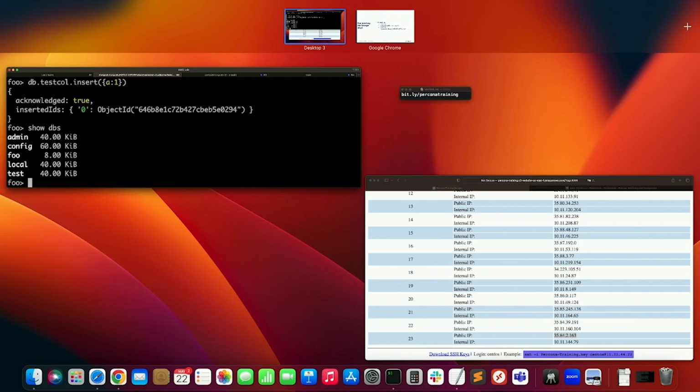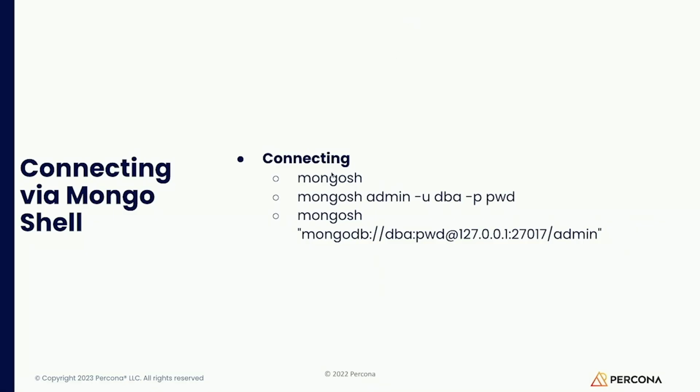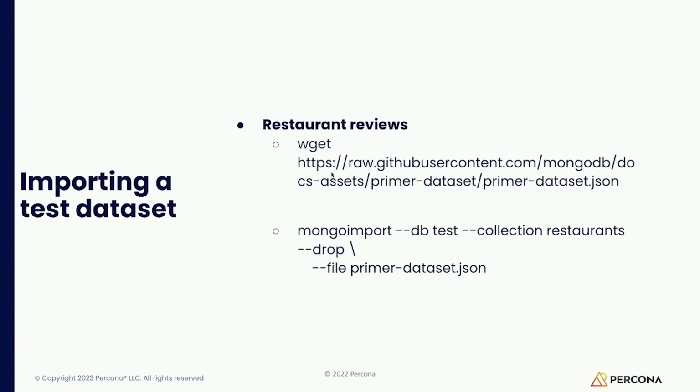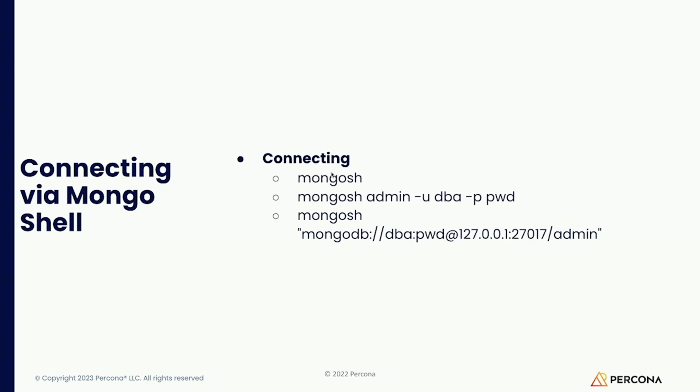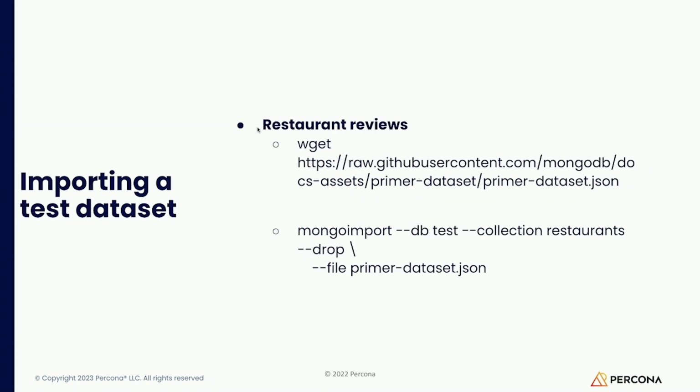Cool. So, once we're connected, what we will do for this tutorial, sorry, yeah, let me go back. Yep, no problem. We're going to be using a test dataset that is available on the internet that contains a list of restaurants and reviews, okay?